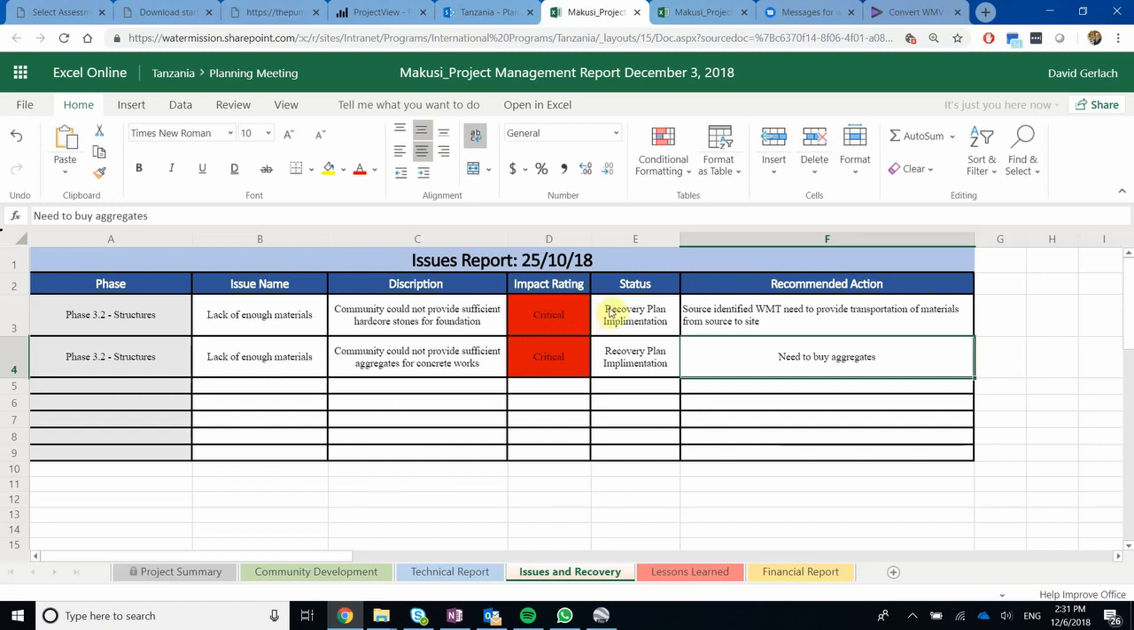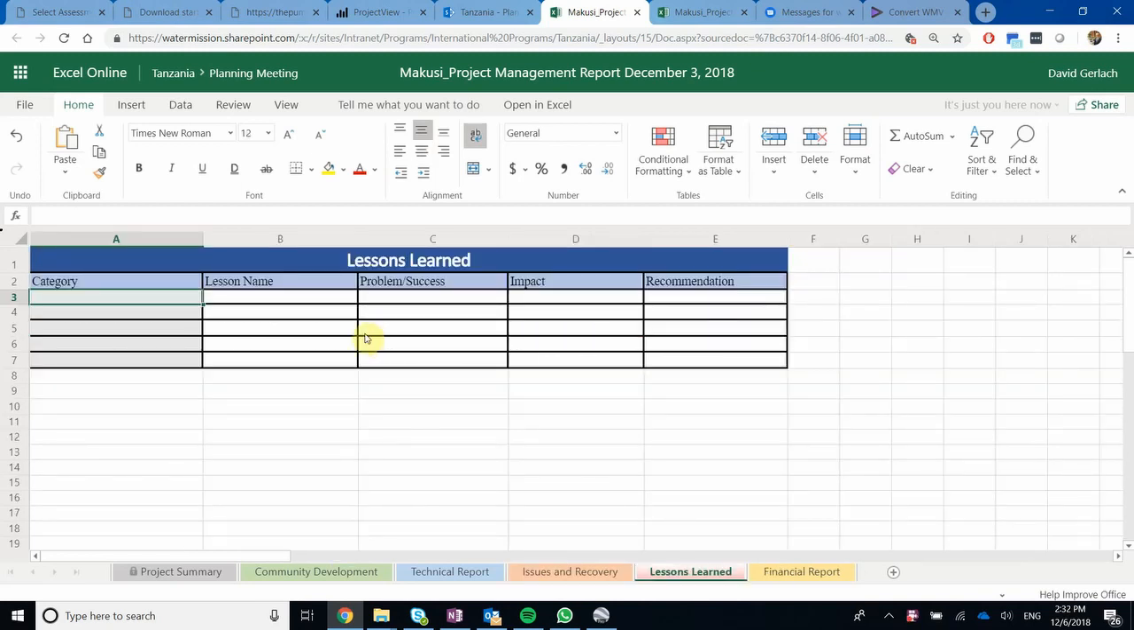And we also want to come up with a recovery plan. So this is a status, maybe we're just finding out about it, but maybe we're actually in the act of implementing that recovery plan. And here we want to say what we're actually doing. So if we name what the issue is and we also come up with a plan, it helps us solve those things quicker.